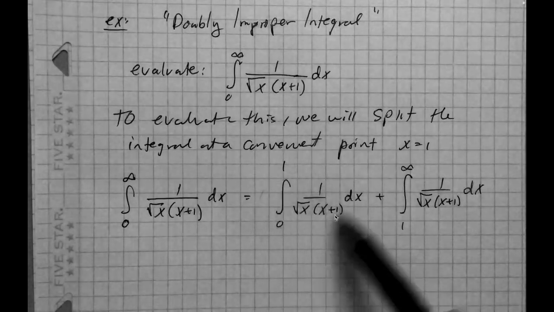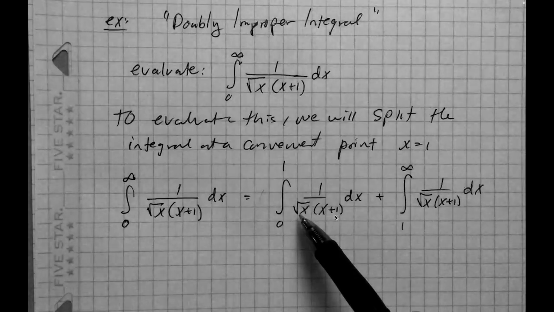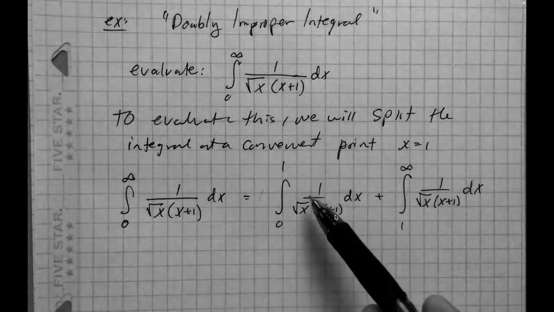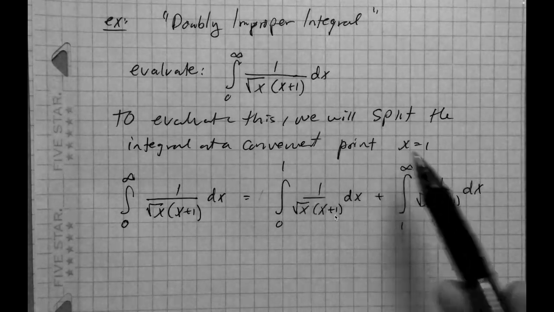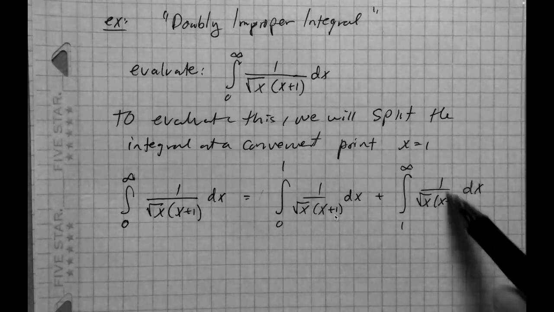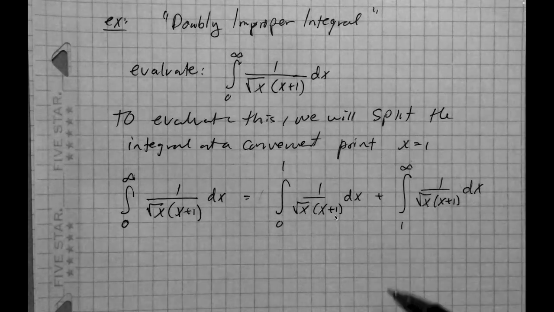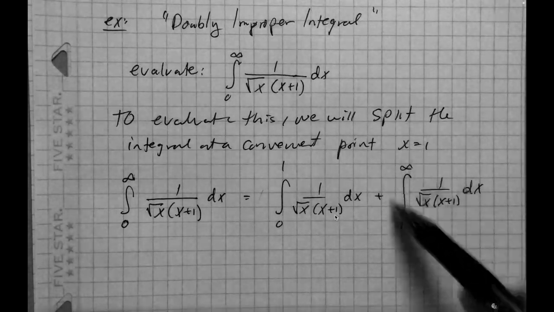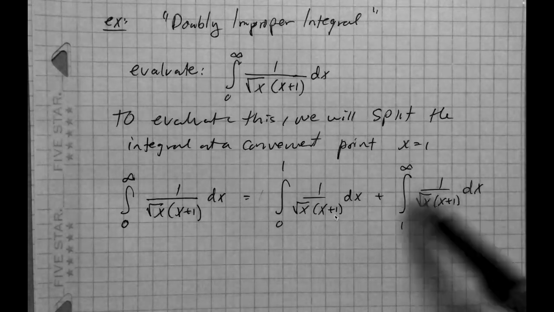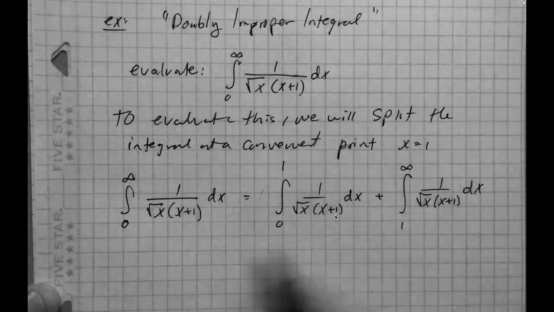Now, in this piece, the problem is the infinite discontinuity at 0, which we can deal with using the techniques we just learned. And on this piece, the problem is not an infinite discontinuity. The problem is an infinite upper integration limit. So for this one, we'll use the techniques we learned at the beginning of the section. So two different techniques are going to be at play here. Okay, so we'll set it up.